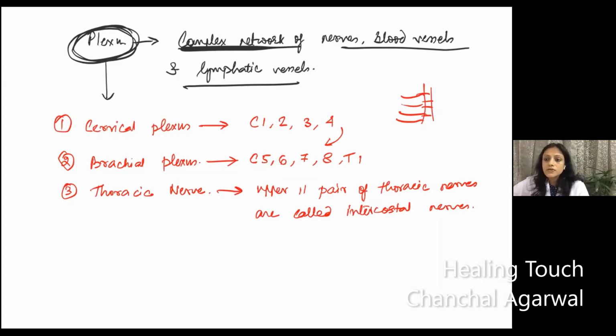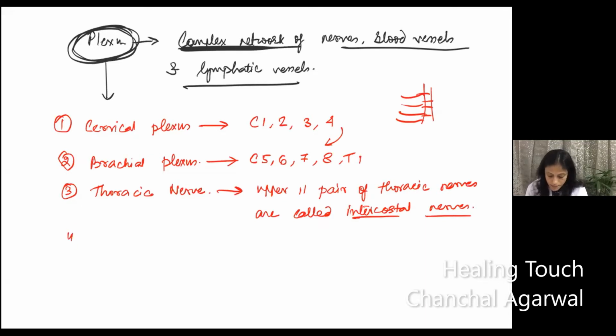Now, what is intercostal neuralgia? Nerves which are supplying in between the ribs. So what are these nerves which are supplying in between the ribs? These are nothing but the thoracic nerves, and that is why it is written intercostal nerves. Okay.